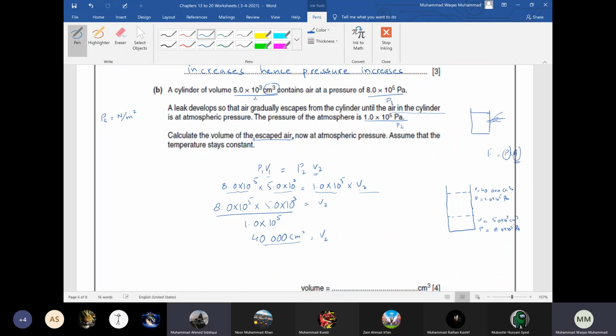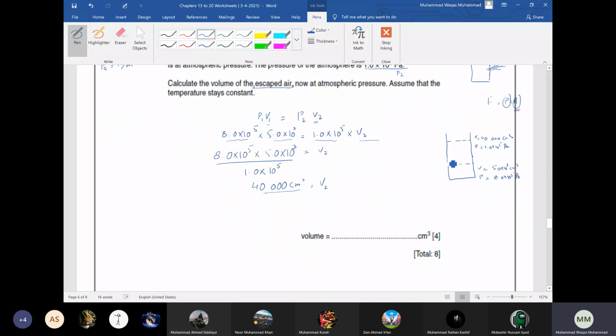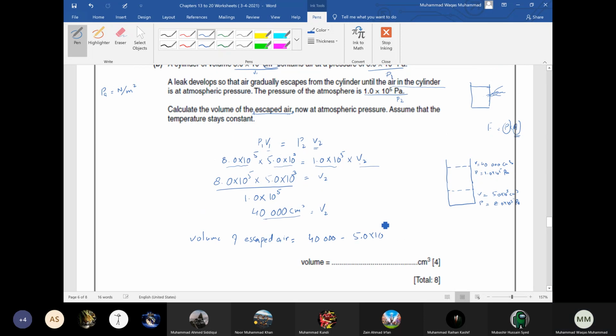Beta, right or wrong? Right, sir. So beta, the volume of the escaped air, can someone now tell the volume of escaped air? It would be 40,000 minus 5.0 times 10 to the power 3, the volume of the cylinder.